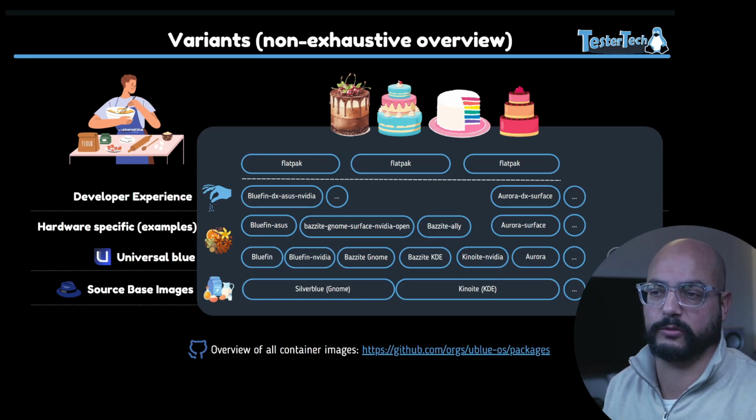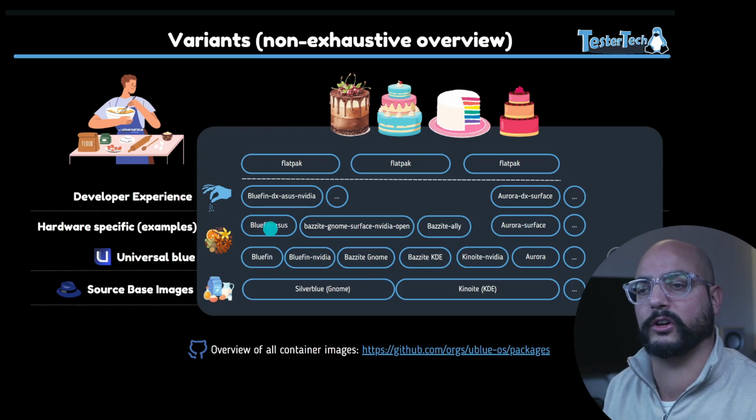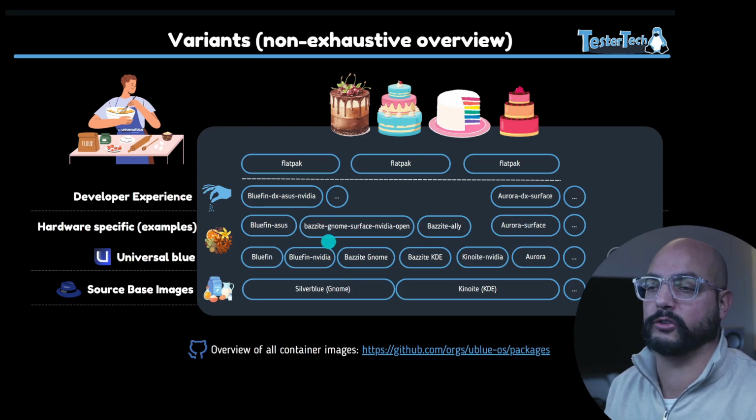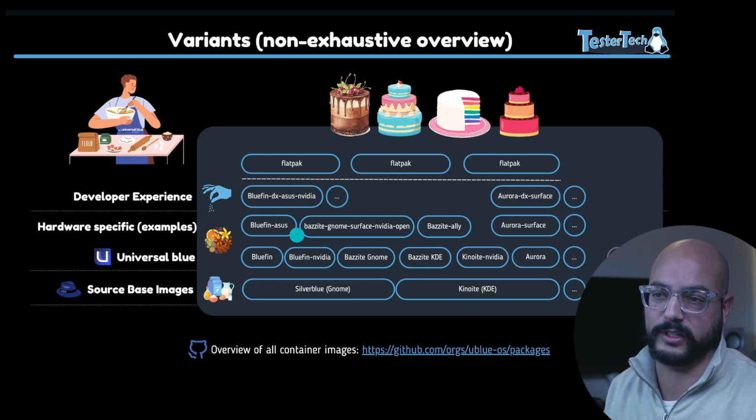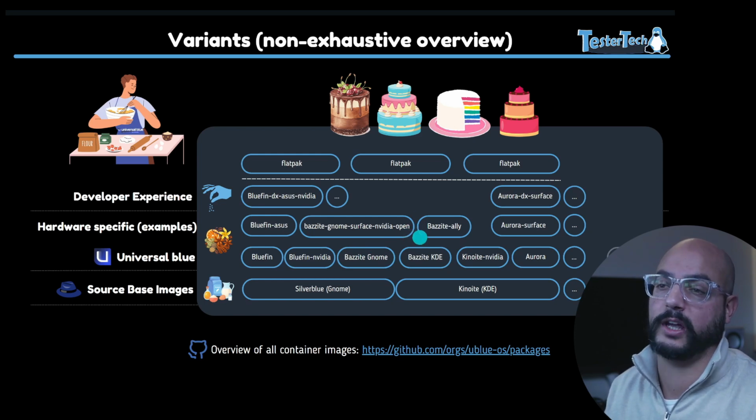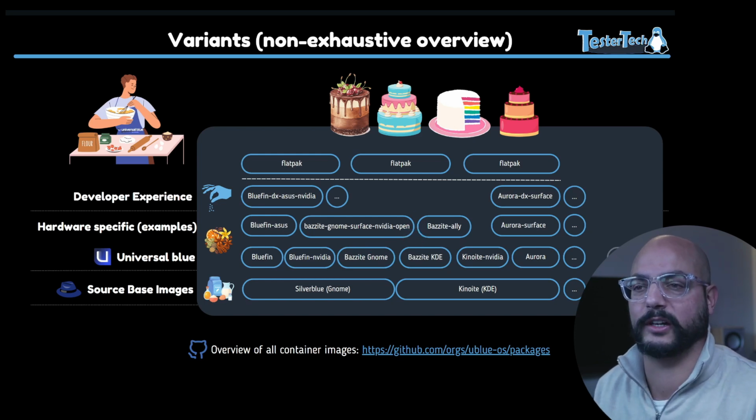Let's look at some hardware specific ones. For example, Asus or Surface or Ally or another Surface, but you have variants for specific hardware, and it leads to very nice image names like Bazzite, GNOME, Surface, NVIDIA, Open. So it's quite extensive what you can use, and you can also have tags, but I'll get to that later in more detail.